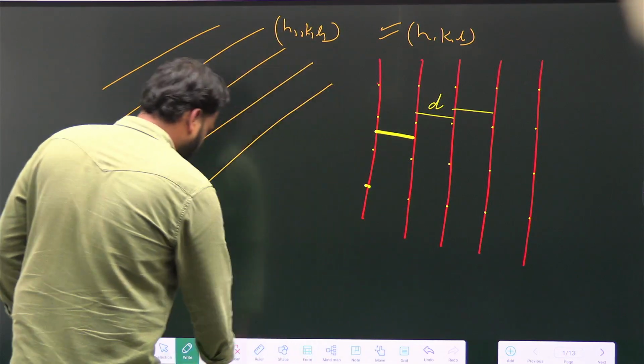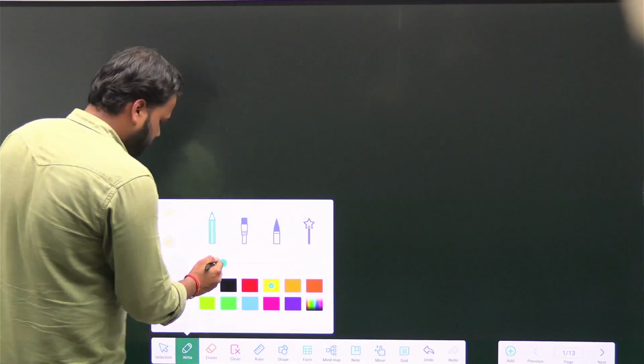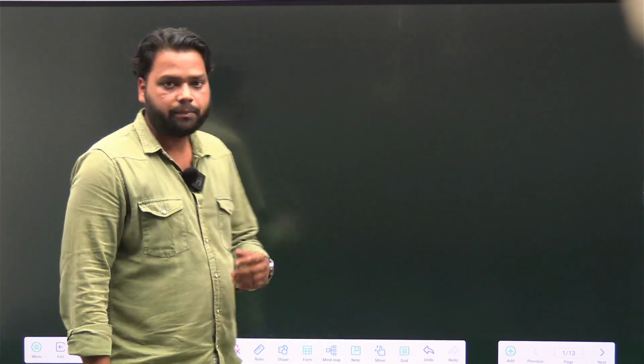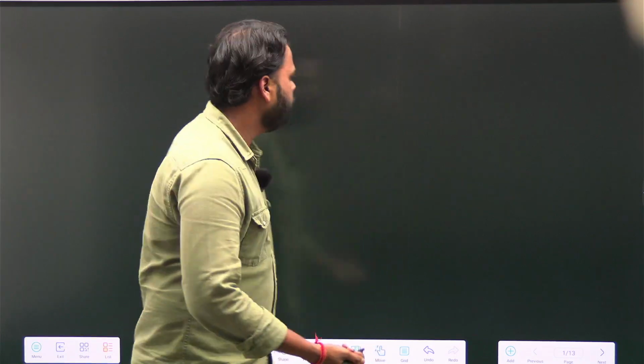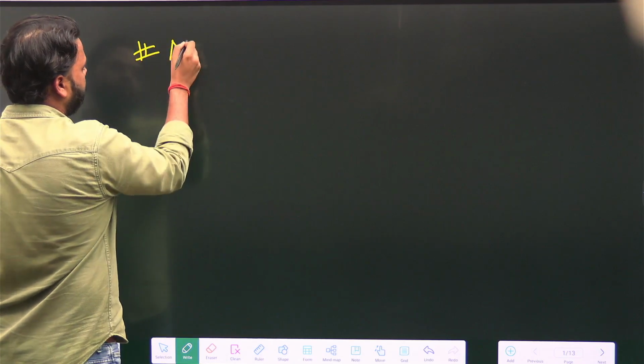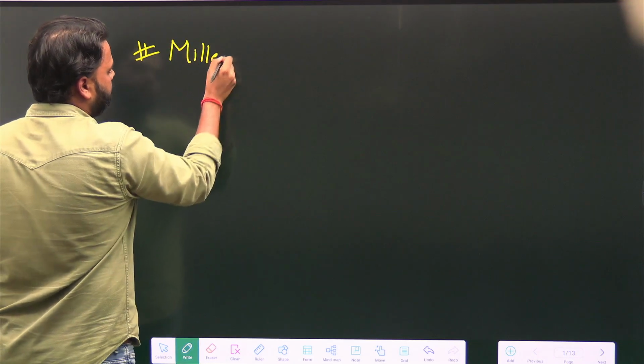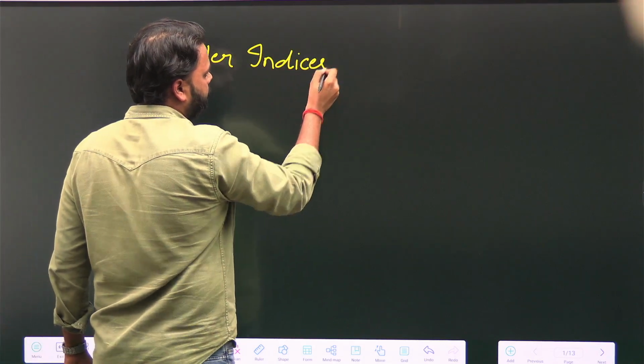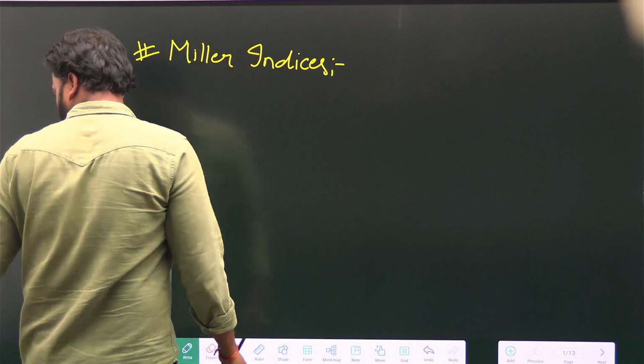Okay. Let's talk about some mathematical concept, which is basically the main fundamental of how we will find the Miller indices. So just write the topic name, that is Miller indices. Is it visible? Yes.